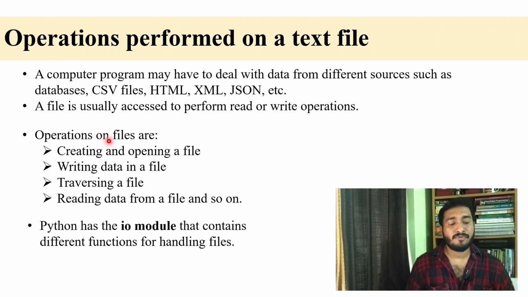What are the operations we can perform on files? We can create and open a file. We can write some content onto the file. We can go through each and every line of the file. We can read the data of the file and so on. So Python has the IO module that contains different functions for handling files. We learned the math module, the statistics module, etc. So there is a module called IO, input output module, which contains all the operations that can be performed on files.